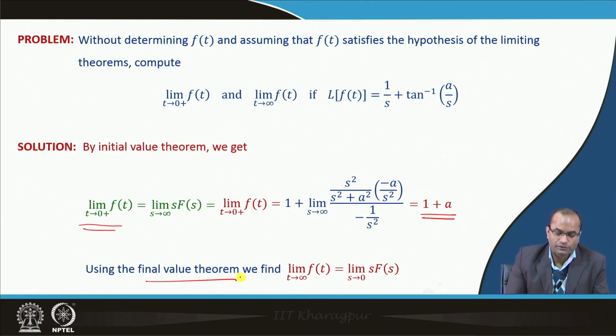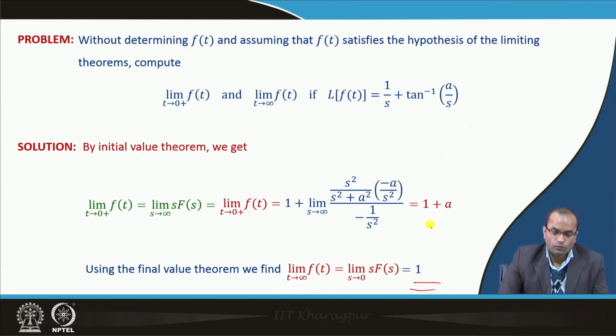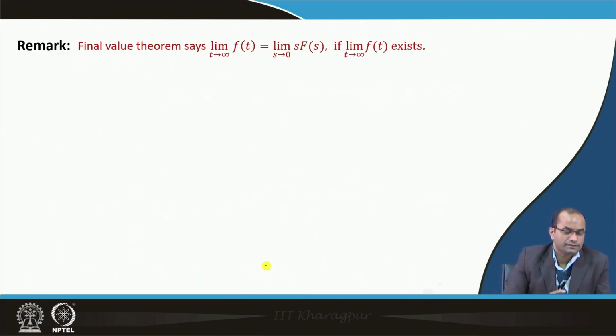Similarly, using the final value theorem, we can say that the limit of f(t) as t approaches infinity will be the limit as s approaches 0 of s F(s), and the value will be 1, because here s F(s) will be 1 plus s tan inverse of a over s, and then we take the limit as s approaches 0. The second term will vanish when s approaches 0, since 0 times something finite is 0, and we will get just the value 1. So, we can apply these theorems for such functions.